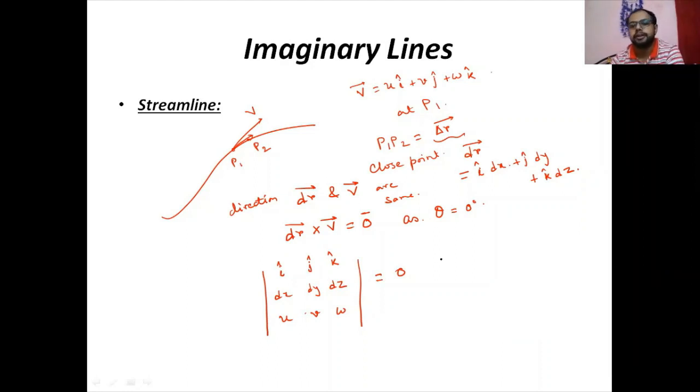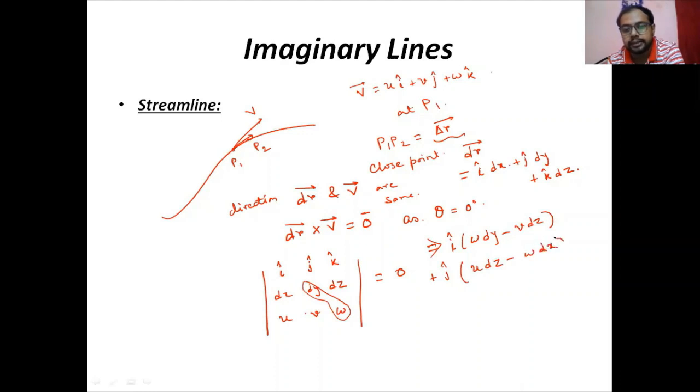So hence you go for the operation. What is coming? So i into omega dy minus v dz, minus j into (u dz minus omega dx), plus k into (v dx minus u dy) is equal to 0. That means all are 0.